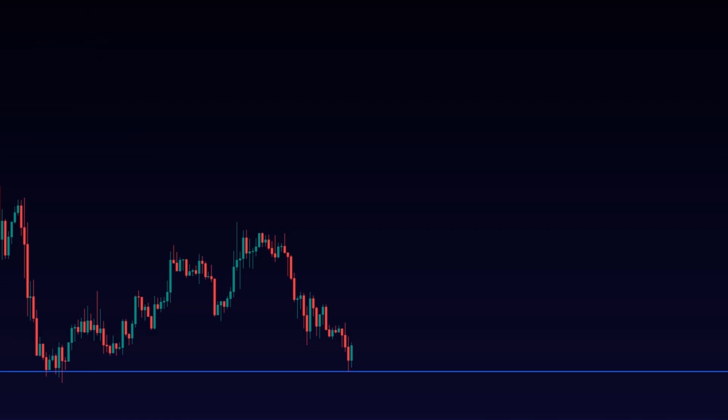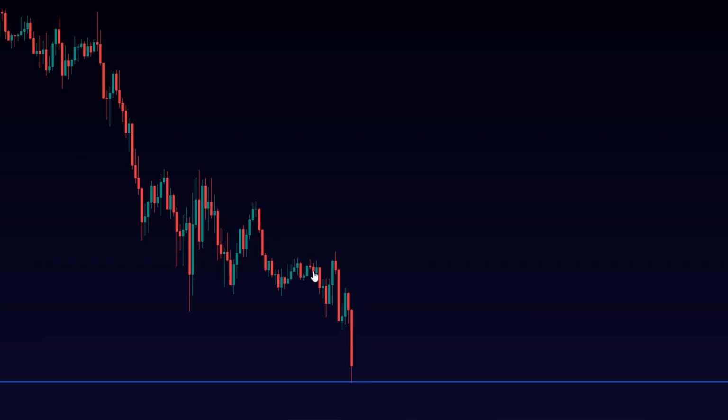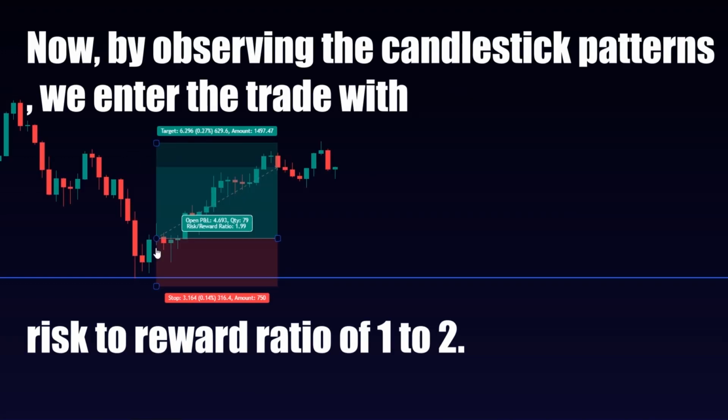As you can see, in the 15-minute time frame, the price hits the desired level, which was previously a support level. Now, by observing the candlestick patterns, we enter the trade with a risk-to-reward ratio of 1:2. The best time frames for scalp trades are the 15-minute and 5-minute time frames.